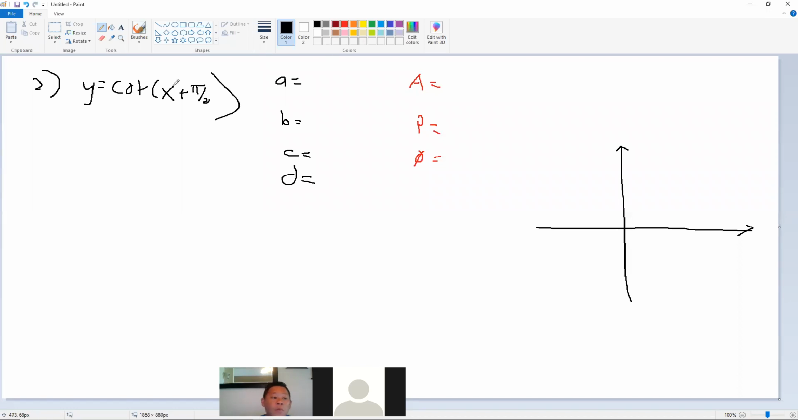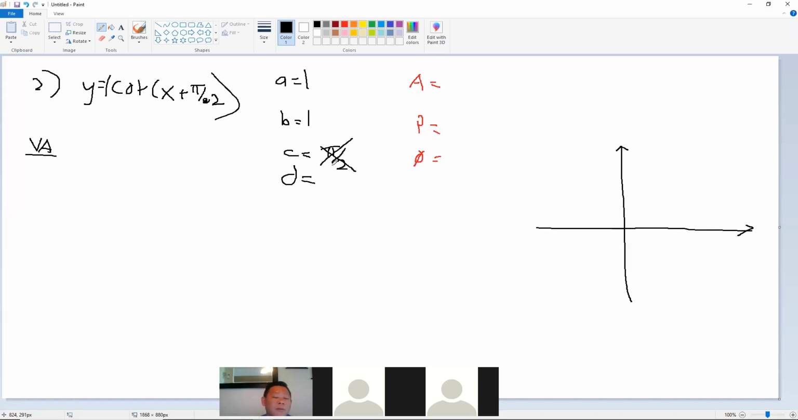Anyone? What is your A, B, C, and D? So A would be 1. Which is this one. Yep. B? What's the number next to X? Oh, 1. Yep. C? Pi over 6. That's a 2. Sorry, that's a 2 here. Okay, so pi over 2 is wrong.